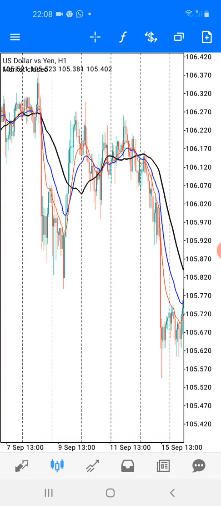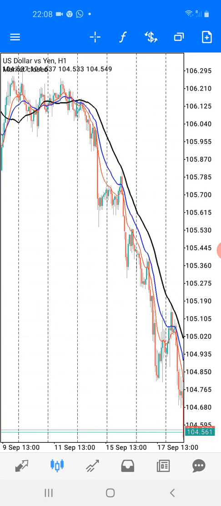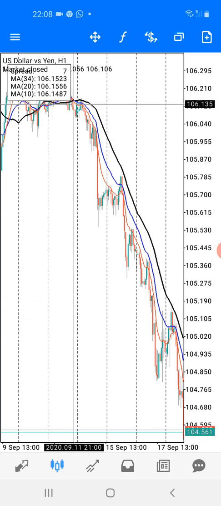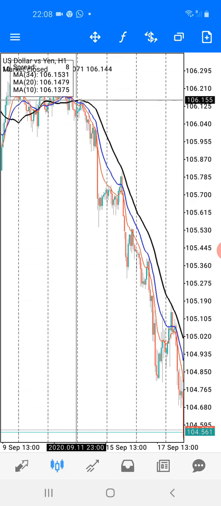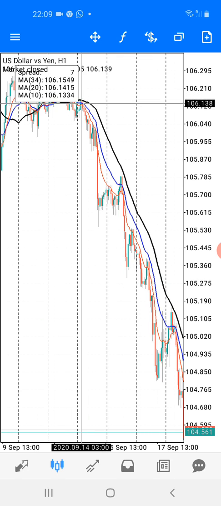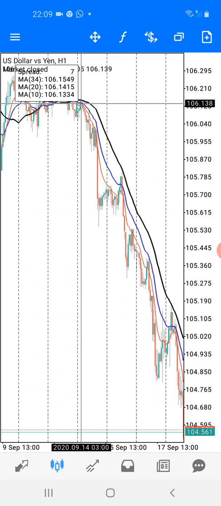While the market is ranging somewhere here, you wait keenly and find out if it is forming a trend or not. So whenever you discover that the market is forming a trend, all you have to do is wait for the confirmation of the crossing of this 10 and 20 moving average with the 34 moving average.